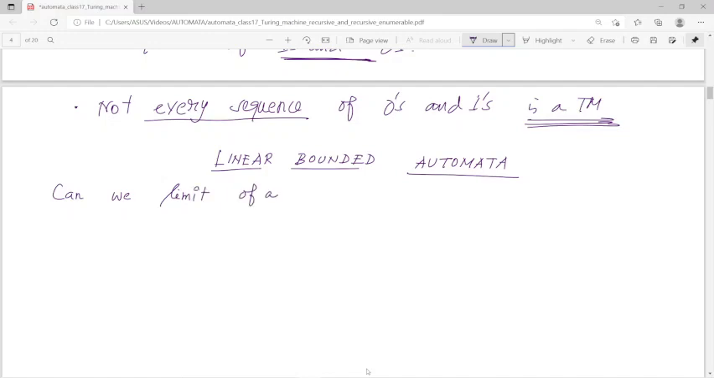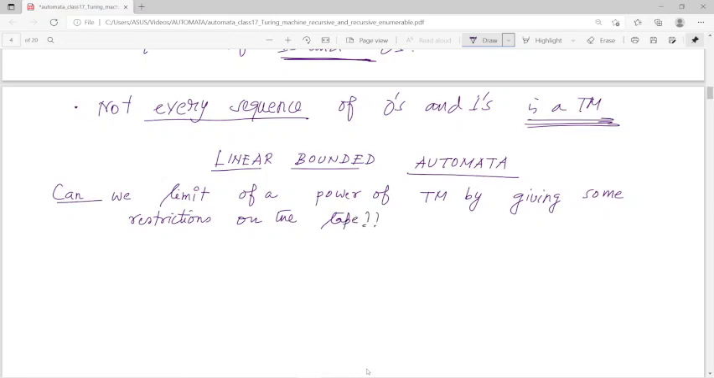the power of Turing machine by giving some restrictions on the tape. তাহলে আমরা কি কিছু রেস্ট্রিকশনস টেপের মধ্যে দিয়ে আমরা কি লিমিট করতে পারি? এবং the answer is yes, I can limit the power of a Turing machine. How? If we limit the non-deterministic Turing machine such that tape is behaving like a stack, right?